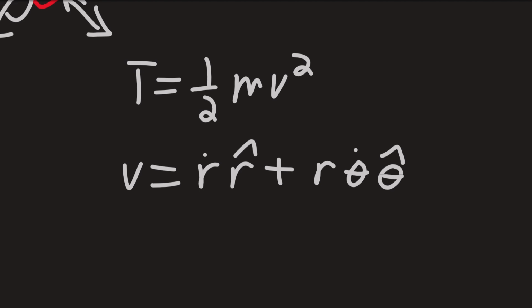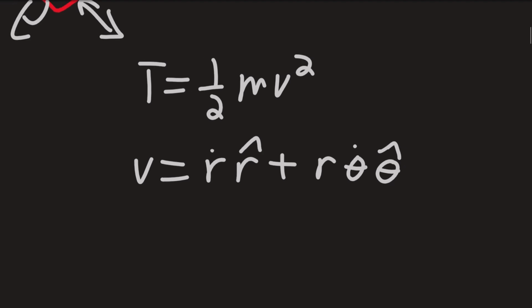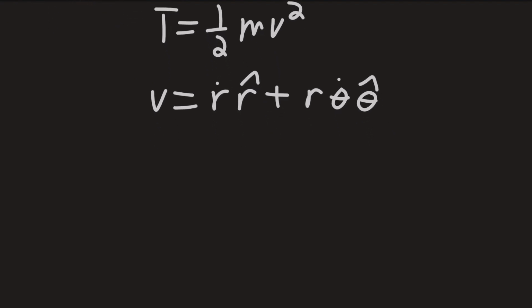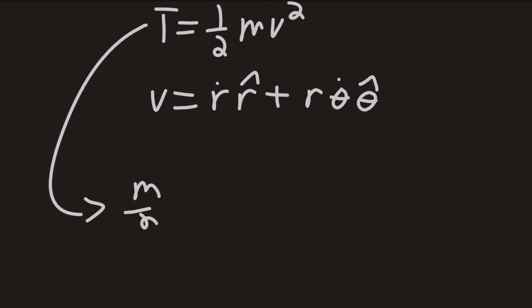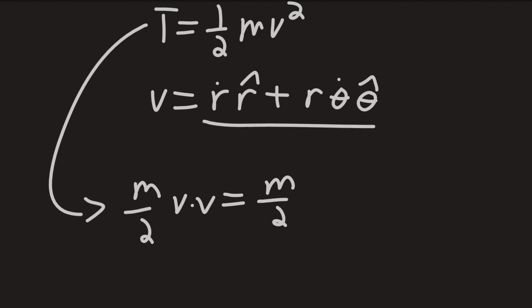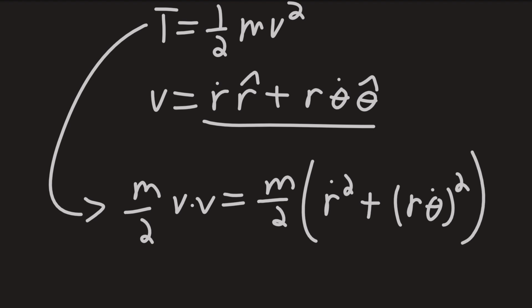So the way we're going to find T, or our kinetic energy, is to use the fact that it is m over 2 times v dot v. And this is just going to be equal to m over 2 times this dotted with itself. Take the dot product and you square each of the components. So we're going to have r dot squared plus r theta dot squared. And that's really just our kinetic energy.